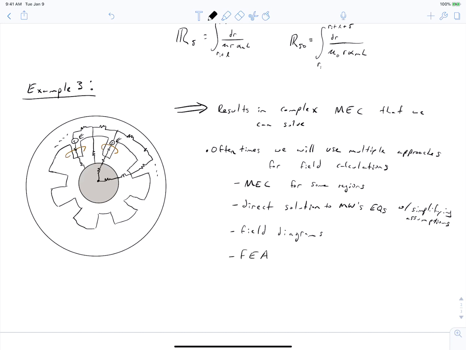So it's a combination of all of these tools that we're developing that's going to enable you to effectively and quickly evaluate fields in the cross-section of your motor, which is what you're going to use to calculate the motor performance metrics. So if you want to design a good motor, you need to evaluate performance metrics, and the way that you evaluate those performance metrics is that you calculate the fields in the cross-section of your machine under different conditions. So that concludes this video.